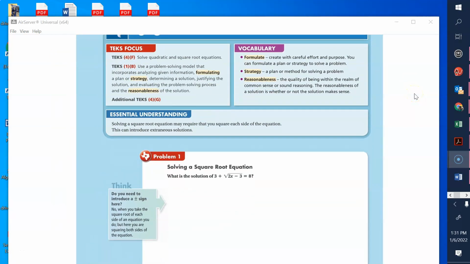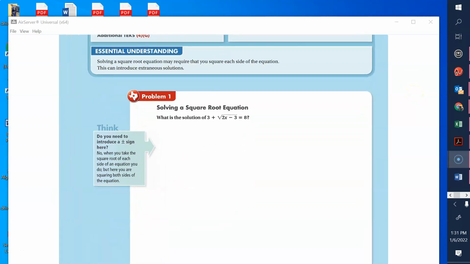Everybody there? Okay. So we're going to go ahead and do problem 1. And I do need you to show your steps. So you have 3 plus the square root of 2x minus 3 equals 8. Does anybody know what the first step is?